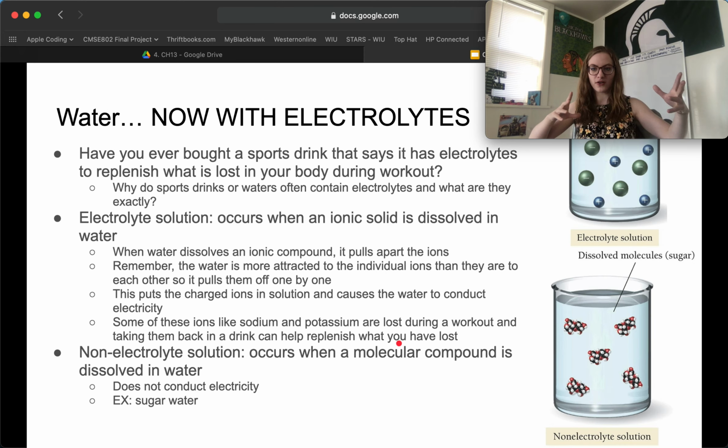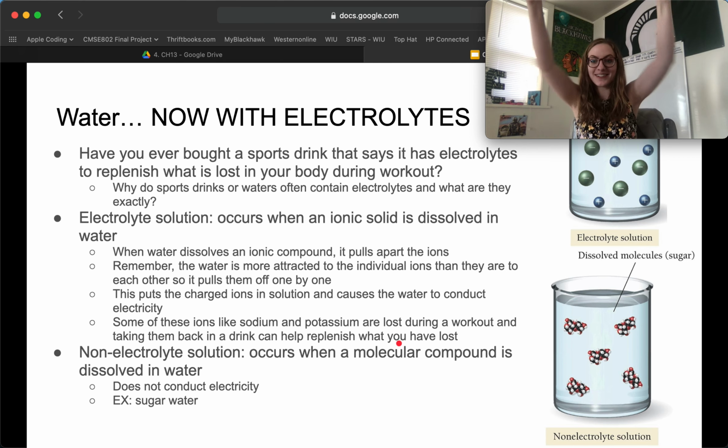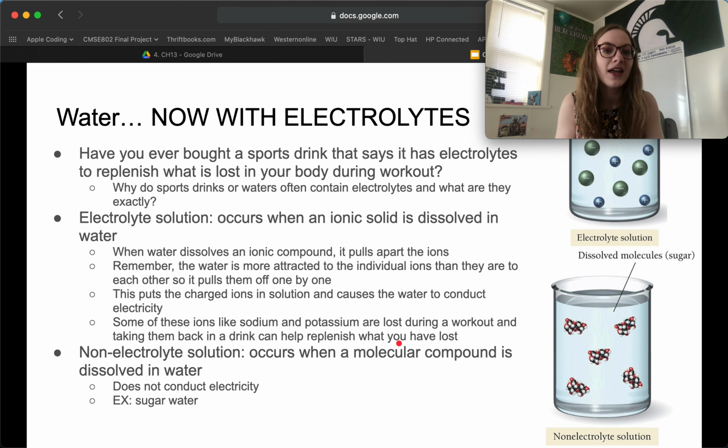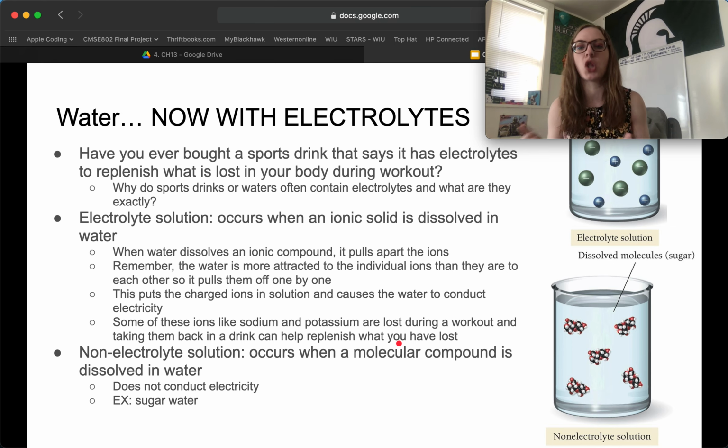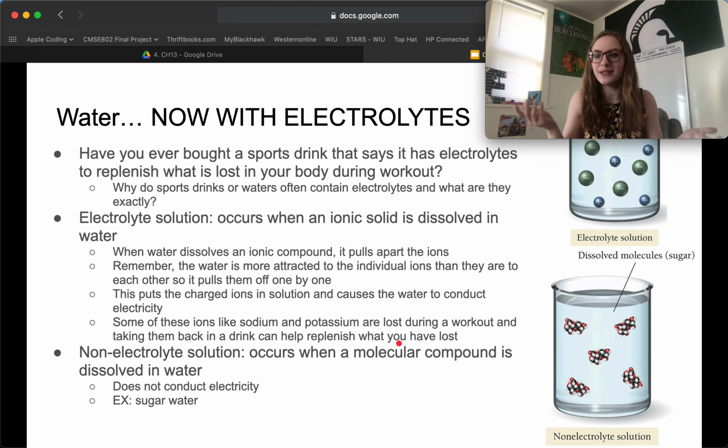So, water. Now with electrolytes. Sounds like an advertisement, right? But have you ever bought a sports drink that says it has electrolytes to replenish what is lost in your body during a workout? Like Gatorade or Propel. Why do sports drinks or waters often contain electrolytes, and what are electrolytes?